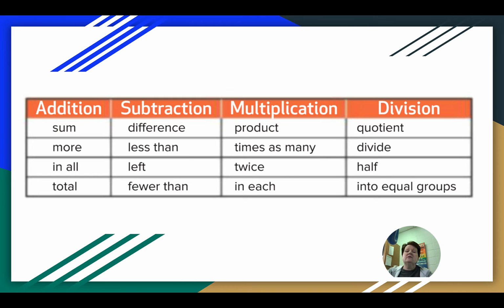These are some of the words that you'll see in the word problems that will help you decide which operation you're going to be using. For addition, you might use the word sum, more, in all, or total. Subtraction, you'll look for difference, less than, left, fewer than. Multiplication, product, times as many, twice, in each. And division, quotient, divide, half, into equal groups.